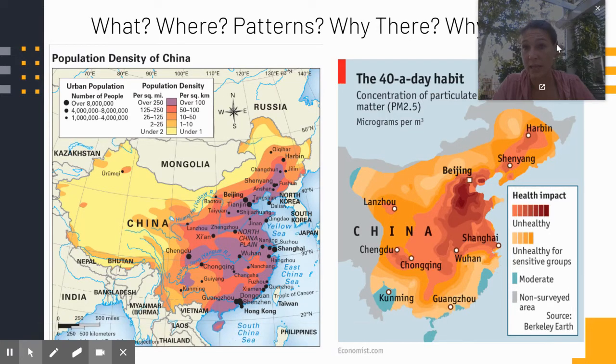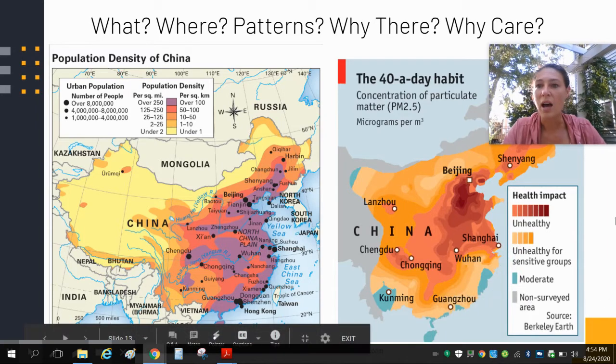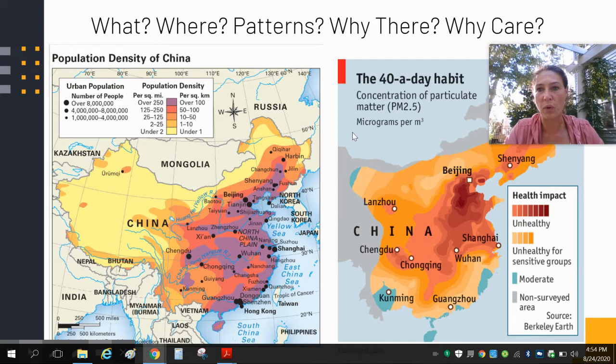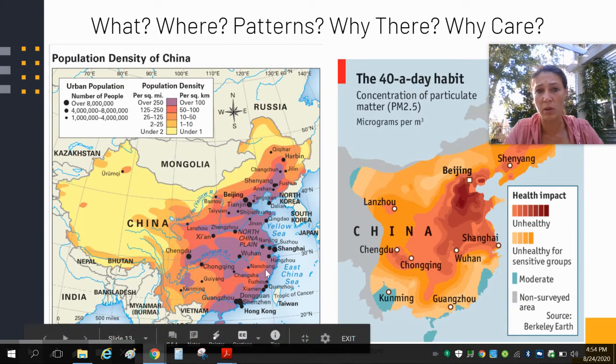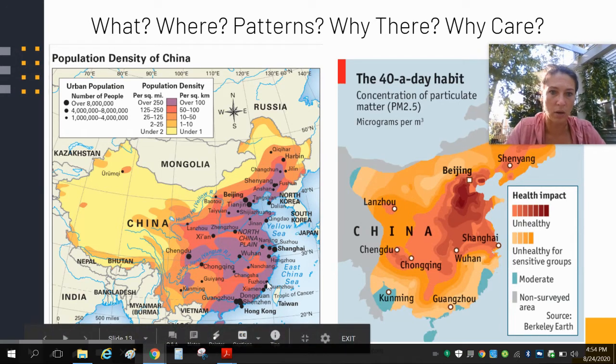So let me just show you an example of how we might actually see this in a couple of maps. So what, where, patterns, why there, etc. If you're looking at this population density map of China, you can see that the vast majority of the population is along the coast. And there's some reasons for that that we'll talk about later in our migration unit and our culture unit and our development unit. So we're going to come back to this map of China.